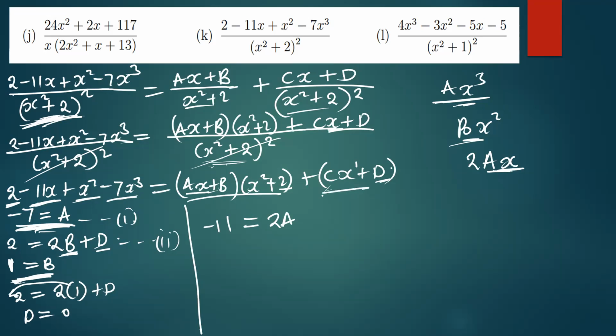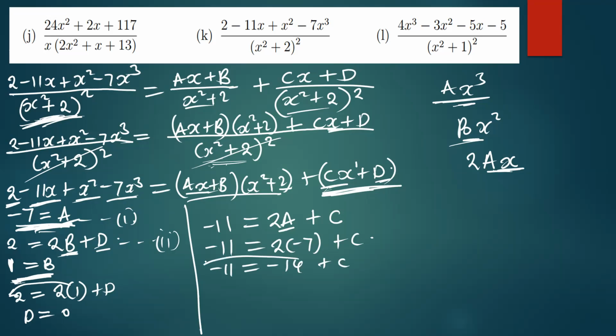So this term here, we have cx there. So the coefficient of x there is c. So you just say plus c. But we have the value of a there, which is -7. So we're going to have -11 being equal to 2 times -7, then plus c. So this is going to be -11 being equal to -14 plus c.